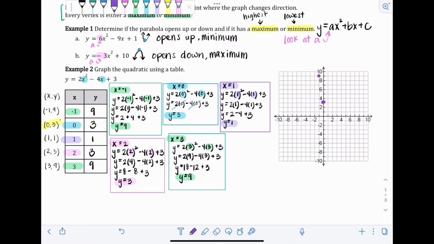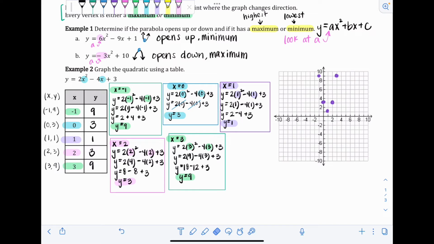And then the third point is 1, 1, so that means that I go right 1, and then I also go up 1. And then the fourth point is 2, 3, so I'm going right 2, up 3. And then 3, 9, I would go right 3 and then up 9.